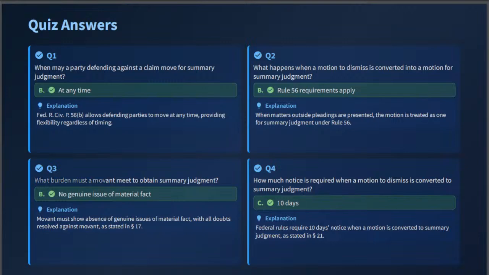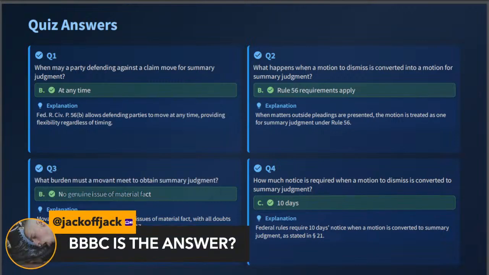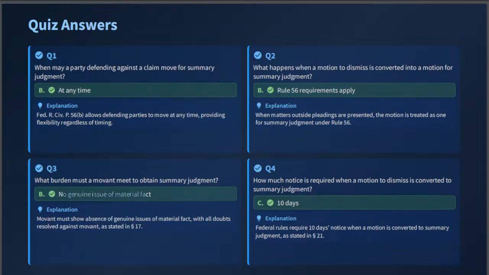What burden must a movant meet to obtain summary judgment? And we got a good consensus on this one. The answer was B. No genuine. Says BBBC is the answer. Yes, you got it. That's the answer for all of them, but a little late now.